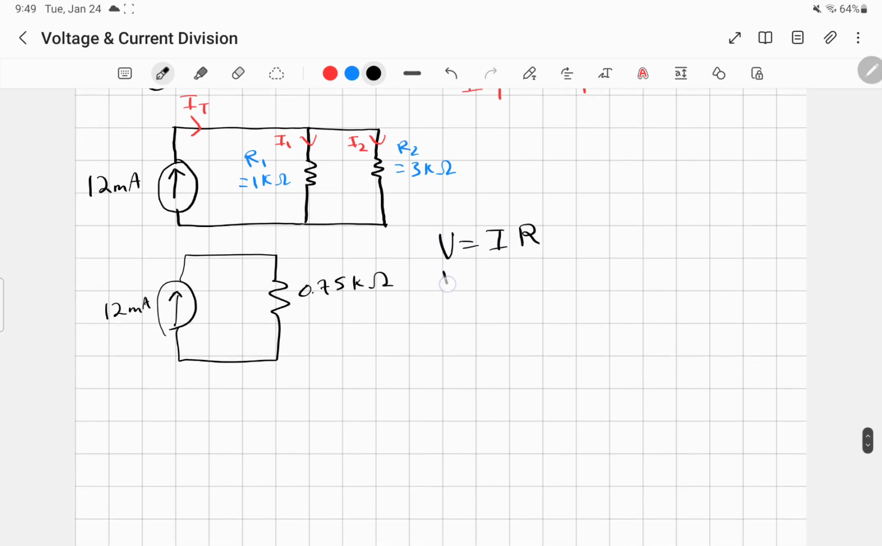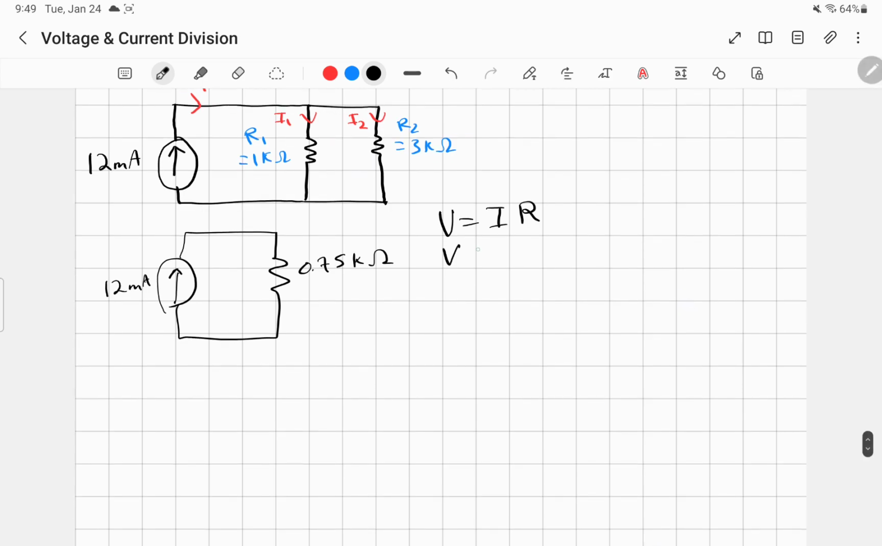So then if we're trying to find the voltage of the whole circuit, as we went through, the voltage through both of these branches is going to be the same, because you can think of it literally as the water molecules both being at the same height. So V equals IT times RT. I'm going to call this 0.75 kilo ohms RT, just like R total, or R equivalent. And so that's going to be 12 milliamps times 0.75 kilo ohms.